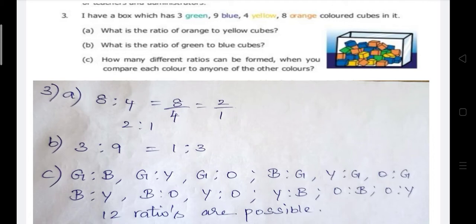What is the ratio of green to blue cubes? Green is 3 and blue is 9. That is 3:9. That is 1:3 is the simplified form.